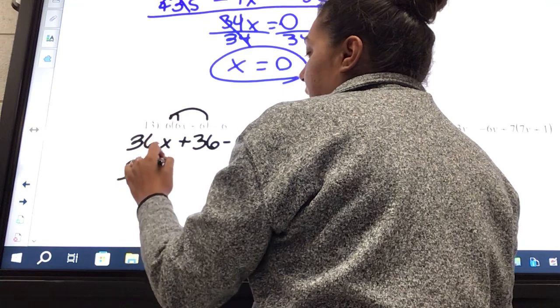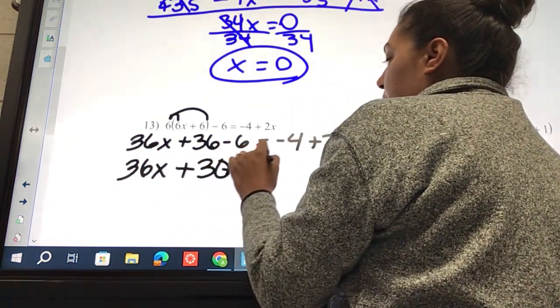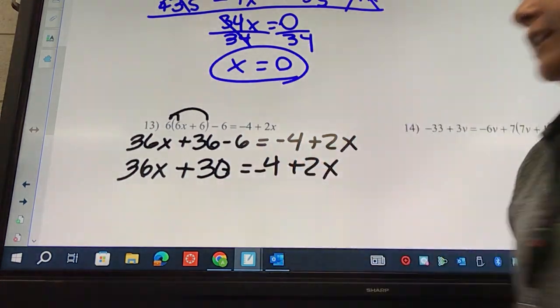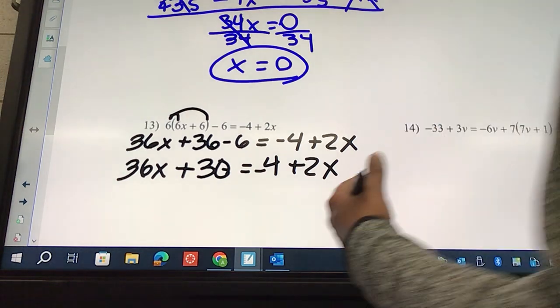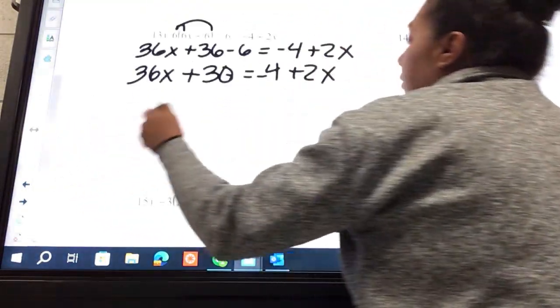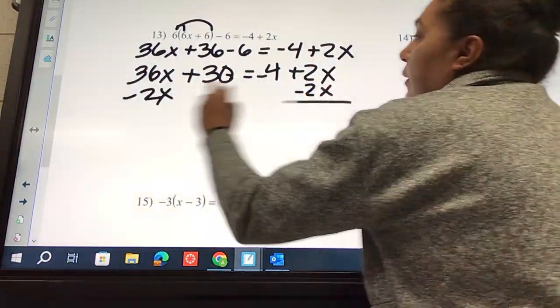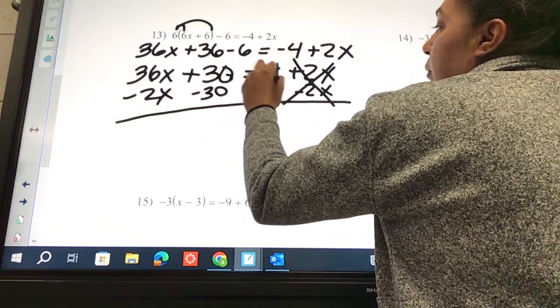Okay, so 36x, and that's going to be plus 30 equals negative 4 plus 2x. Okay, and now we have 2 pieces on both sides. And then now, Nick, yes, you are right. The 2 does need moved over. And then the 30 will also need moved over.